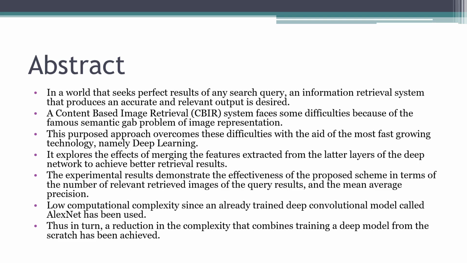In addition, it explores the effects of merging the features extracted from the later layers of the deep network to achieve better retrieval results. The experimental results demonstrate the effectiveness of the proposed scheme in terms of the number of relevant retrieved images of the query results and the mean average precision, while keeping low computational complexity since it uses an already trained deep convolutional model called AlexNet. Thus, in return, a reduction in the complexity that comes with training a deep model from scratch has been achieved.